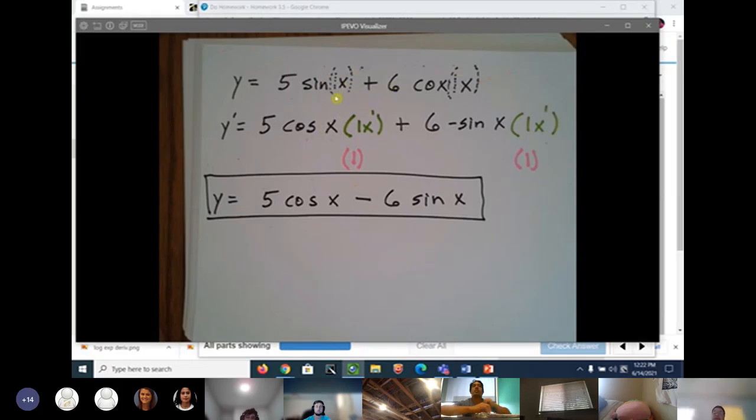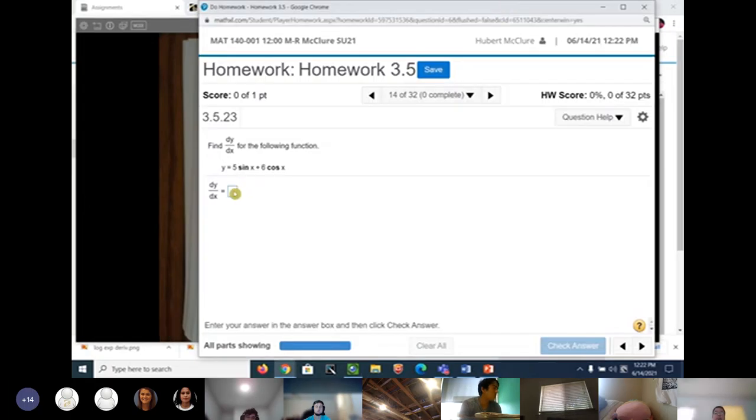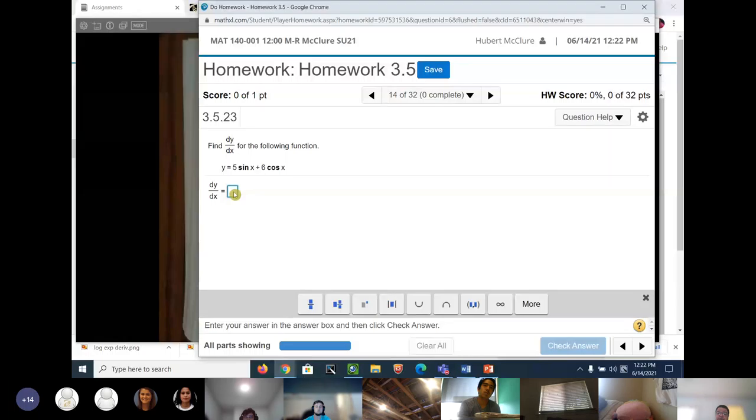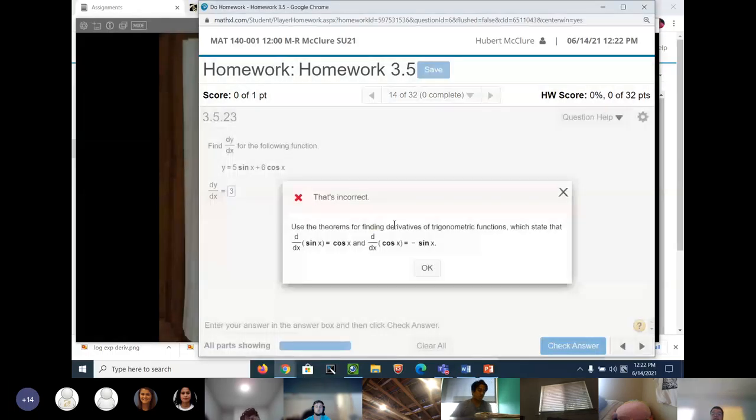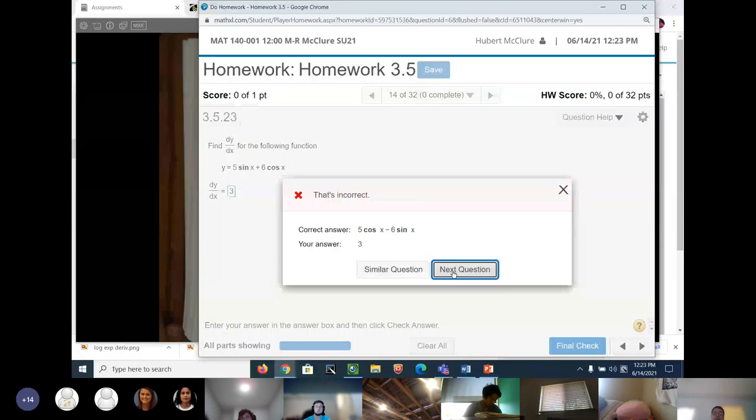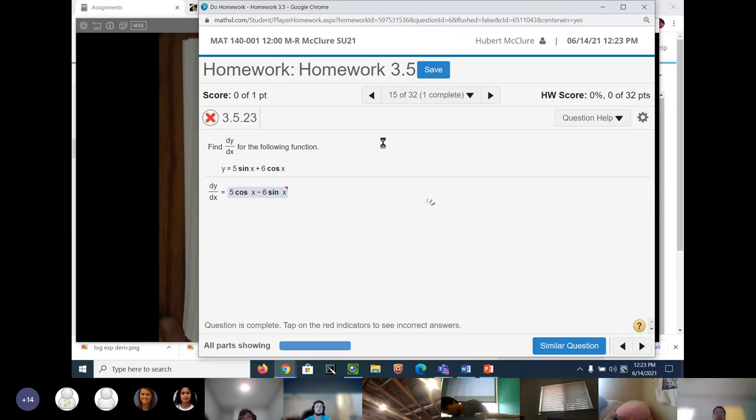That's the kind of question I would ask you out of whatever section this is. What is it, 3.5? All right, let's do a nerd. And I'm gonna put in a 3 here so you can see that the answer is the answer we got. There it is, 5 cosine of x minus 6 sine. Okay, let's do a nerd.